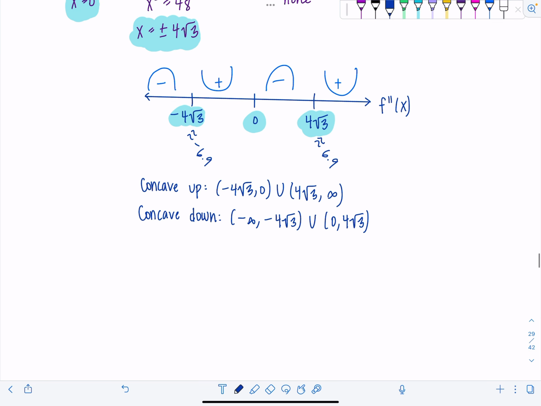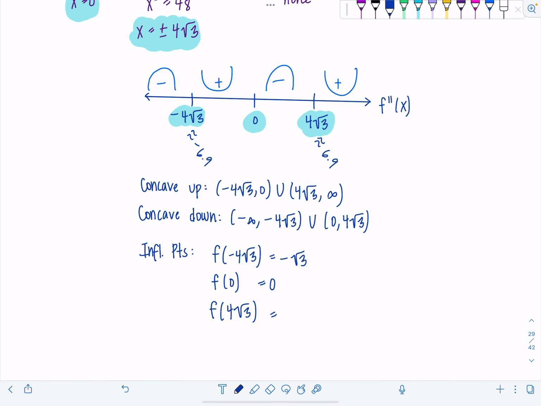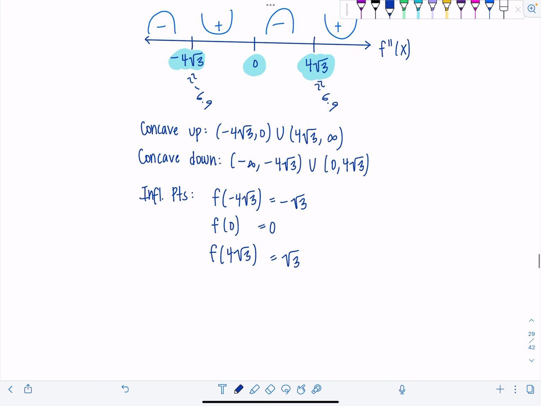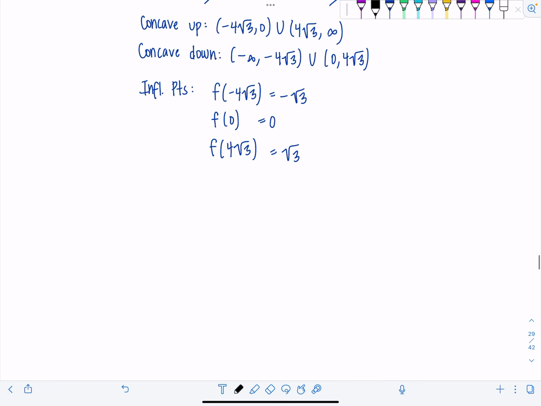And inflection points, so f of negative 4 rad 3, those go in the original function. I'm just going to tell you it's negative rad 3. And then f of 0 is 0. And f of 4 rad 3 is positive rad 3. So now we have everything ready to put our graph together.